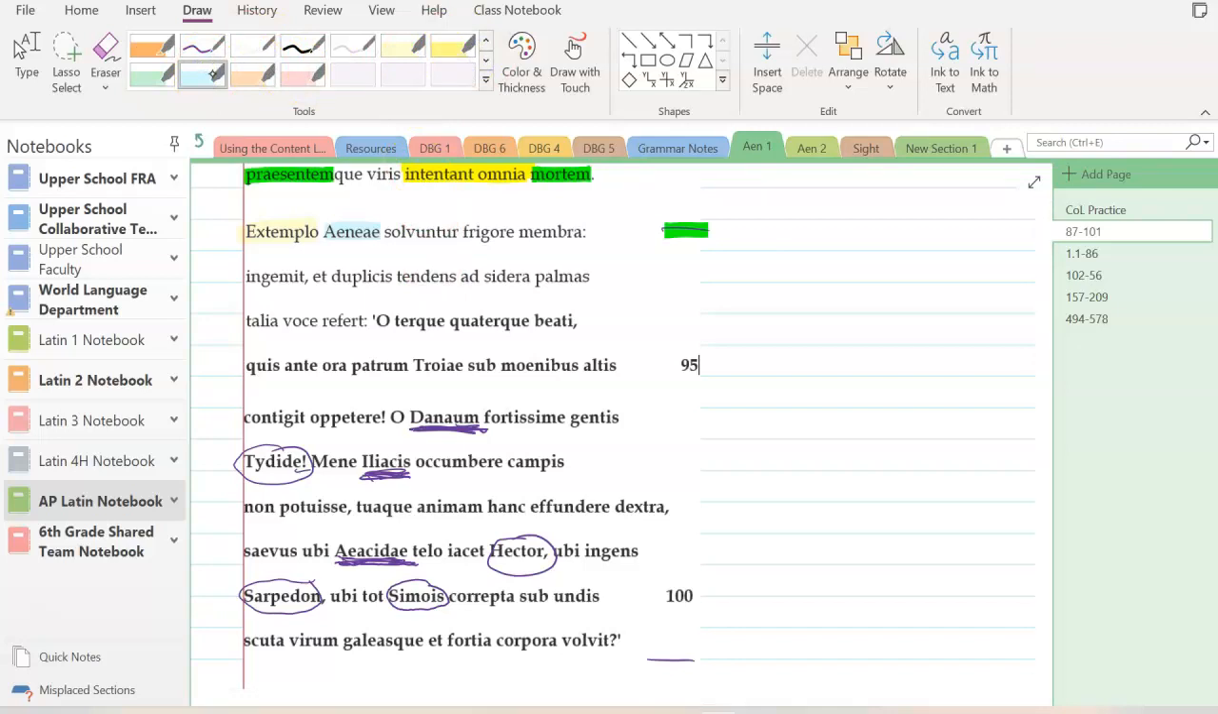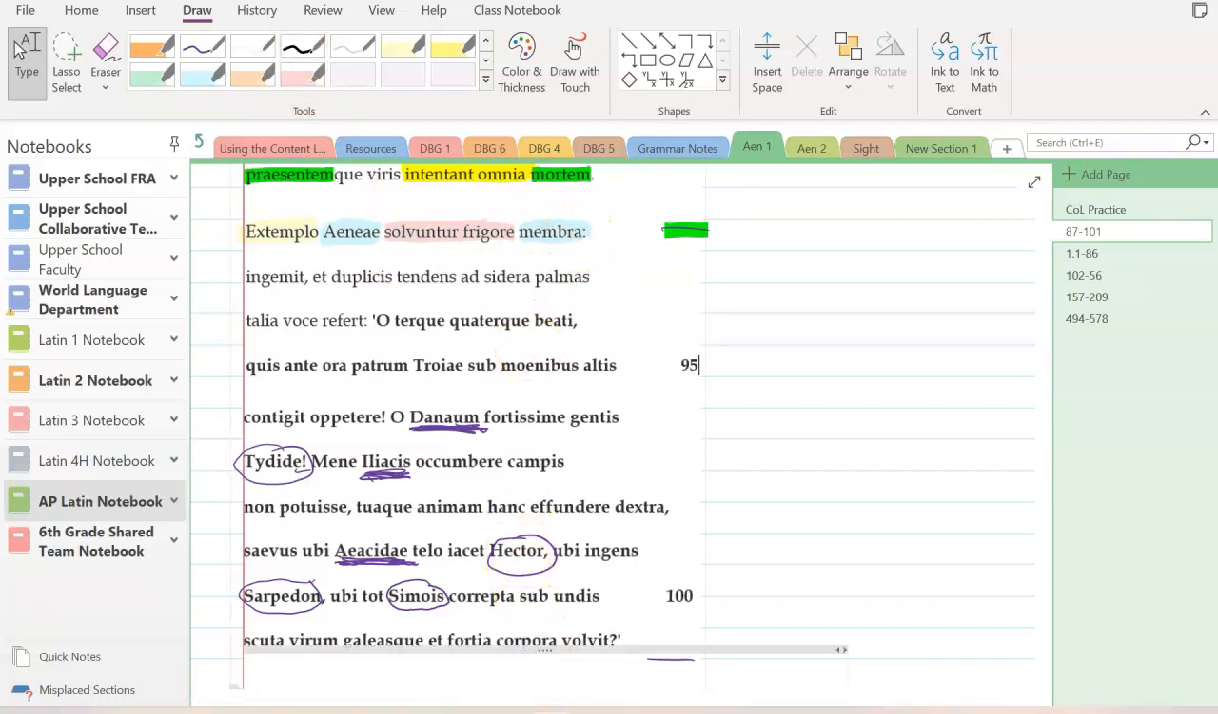So always we want to read a whole line or to a solid punctuation mark. This first line is both. Ex templo Aeneae solvuntur frigore membra. Aeneae is probably genitive, could be dative, but it's Aeneas, so it's certainly not plural. And it's probably his membra, probably not his frigor, right? We attach genitives to nouns closest to them. Frigore is ablative, probably going with this solvuntur. Could be by, could be from, definitely ablative with a passive verb. And then Aeneae membra, right? Aeneas's members, his limbs.